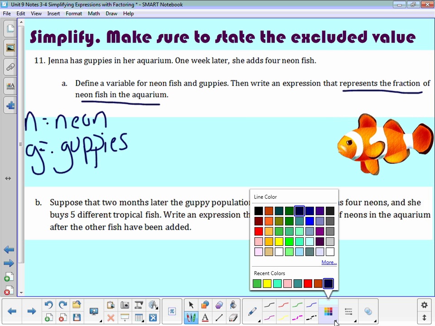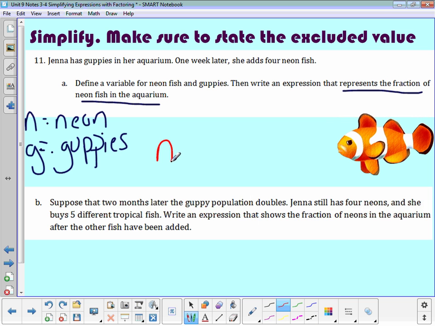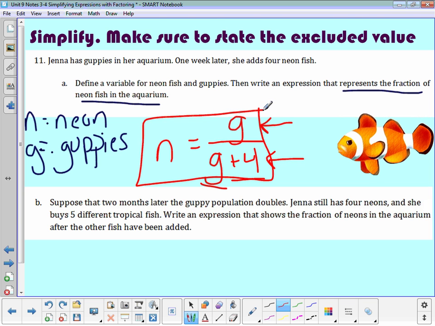So I know that n is equal to my neon fish. So I'm going to start by writing n is equal to. So now I want to figure out how many neon fish I have. Okay, so g is the amount of guppies I have. So we want to take g, and we know that we had g amount of guppies. Then we want to figure out how many total we have. We have our g guppies plus our 4 neon fish that we added. So we have our number of guppies up top, and then our total is going to come from the number of guppies plus 4. So this right here would be that simplified expression.